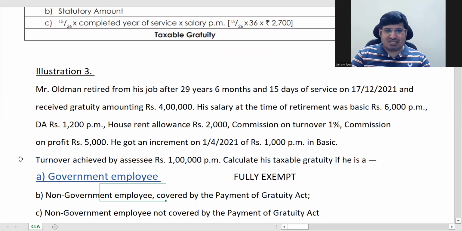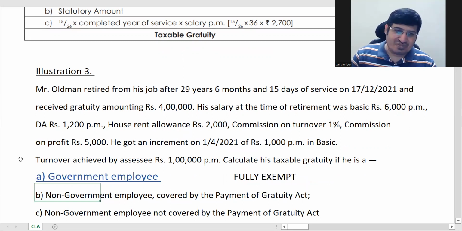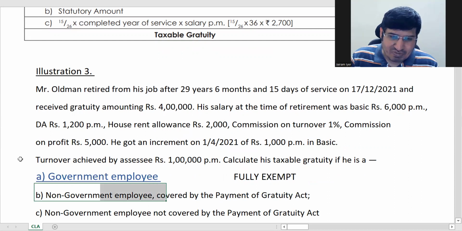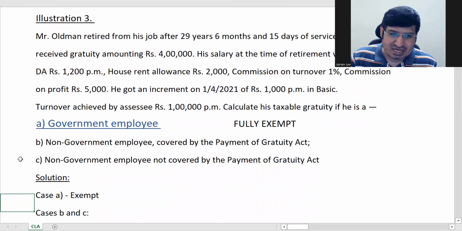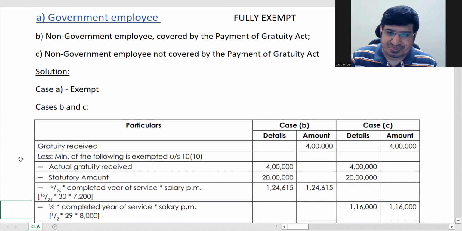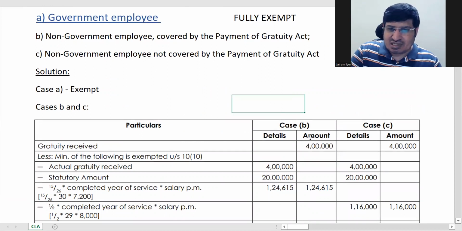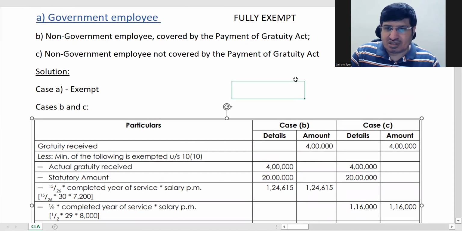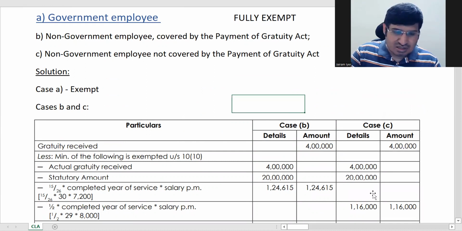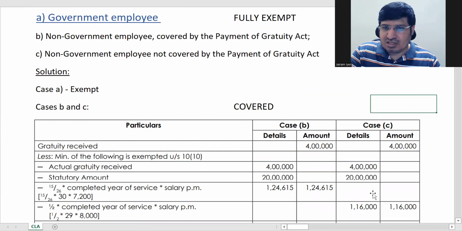Right. So now let us try to find out for non-government employees. One is covered by the Payment of Gratuity Act and another one is not covered. So the first one is covered, and this one is not covered.